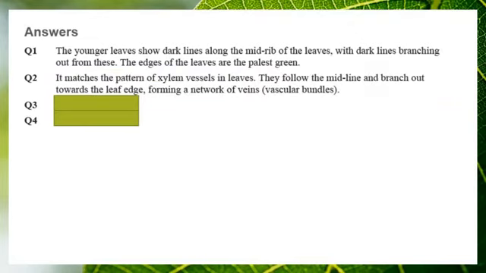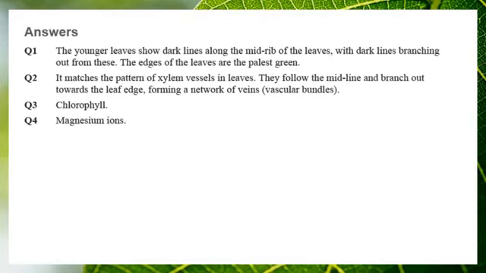Next up, the pattern that we've seen matches the distribution of xylem vessels through the leaves. So they follow the midline, the middle bit of the leaf, and they branch out towards the leaf edge, forming a network of veins. This is where we see our xylem. The green pigment, of course, is called chlorophyll, and the ion deficiency that we're noticing here is a deficiency in magnesium ions.